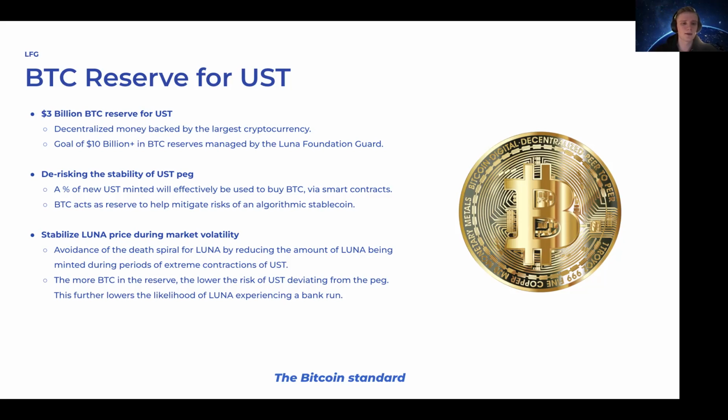And so, like I said, this de-risks the stability of the UST peg, and this adds on to our stability mechanisms already in place with Luna. And so that would avoid the death spiral for Luna. There's some talks about that on Twitter, by reducing the amount of Luna being minted. So if you want to burn 1 UST, you get $1 worth of Luna back. That generates a new Luna that gets put into the system. And during extreme times of contraction, instead of just using Luna, you're now able to use Bitcoin as well. And so the more BTC is in the reserve, the more that we can stabilize the peg in case it falls off. And this lowers the likelihood of Luna experiencing a bank run.